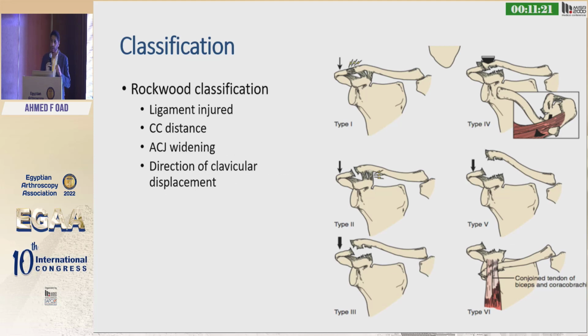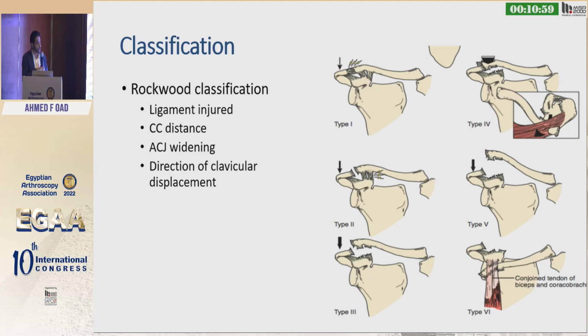Rockwood classification is the most widely used for communication. It describes the ligament injured, the CC distance, the AC joint widening, as well as the direction of the scapular displacement. Types 1 and 2. Type 1 is just an AC sprain. Type 2 is an AC sprain with a CC sprain.